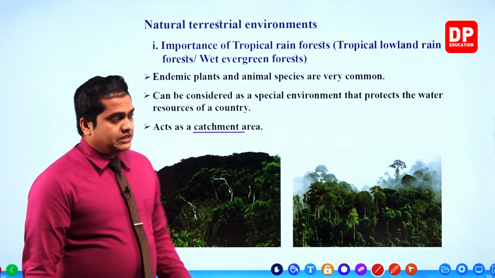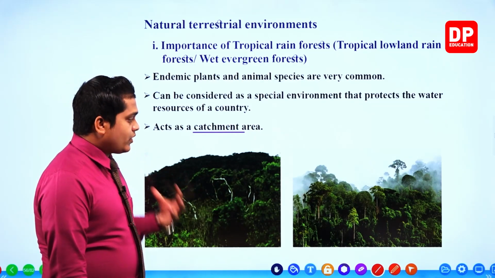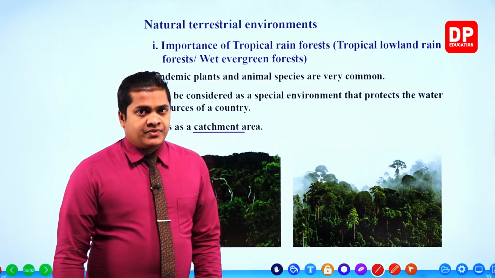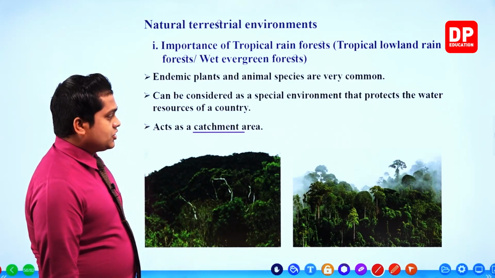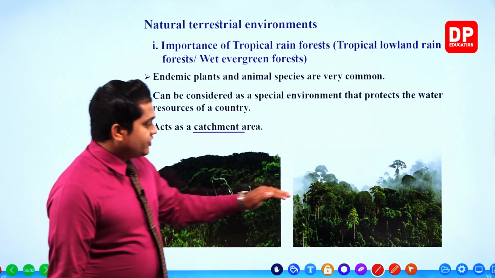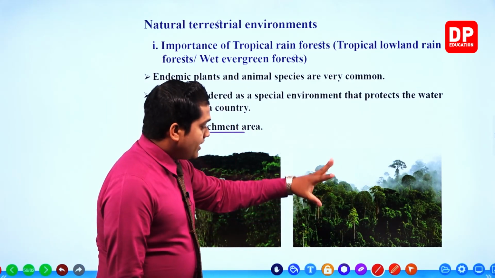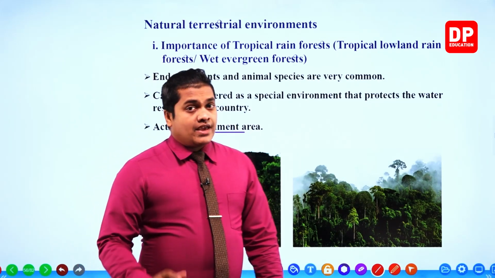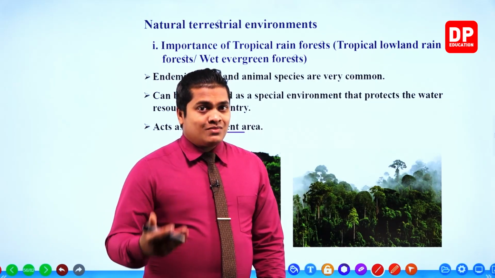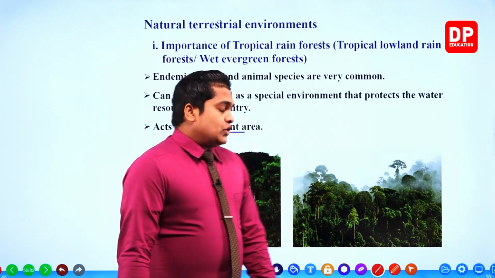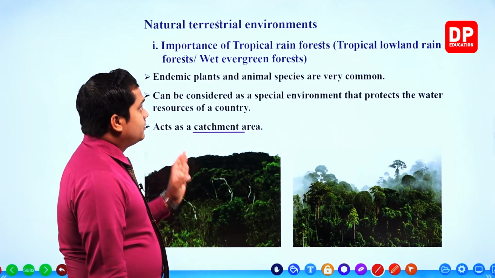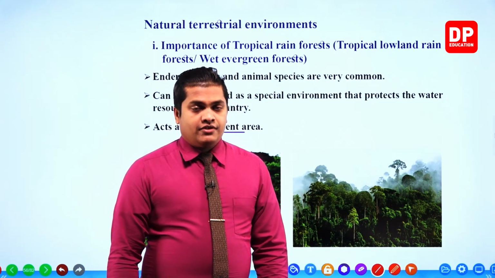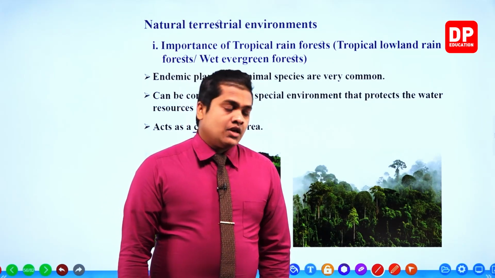The other thing is that these forests act as a catchment area. Okay, I told you what a catchment area means. Within these figures you can observe these forests, my dear children. As you can see, trees grow to a very large height, up to 40 meters, I think you could remember. It receives greater than 2000 millimeters of rain. Okay, so these are the special importance of tropical rainforest. So this is the first type of terrestrial environment, tropical rainforest.